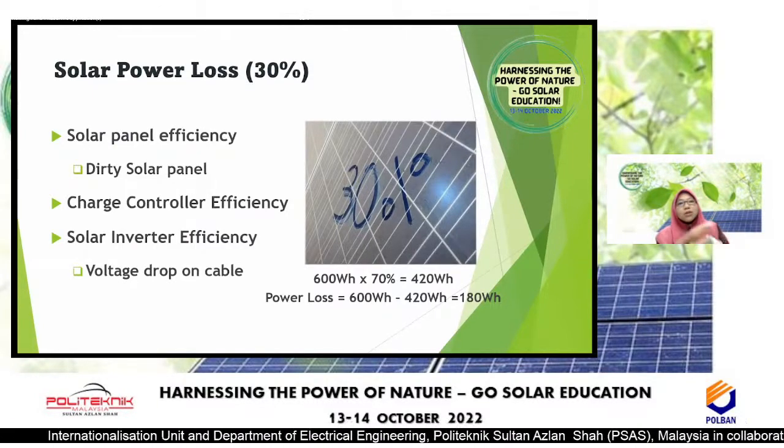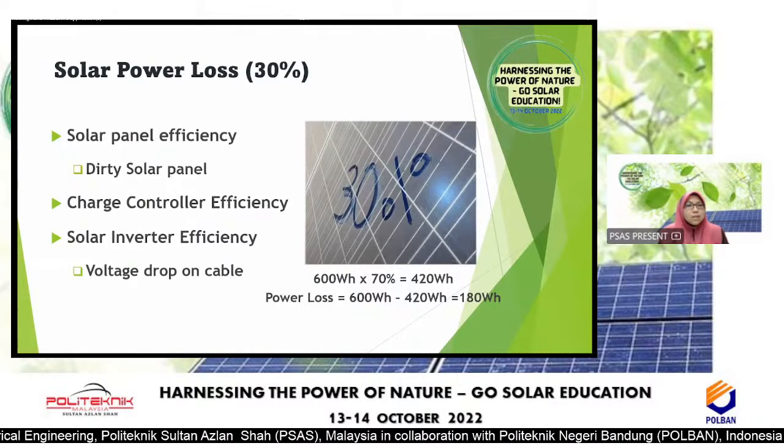Then we need to know that our solar system has power losses. The power losses are around 30%. Where do they come from? First, from the dirt on the solar panel. If we use it for a long time, our solar panel gets dust, right? That will make the solar efficiency decrease. Then the power loss also comes from the voltage drop on the cable, the inverter efficiency, and the last one from the charger controller. So when we calculate the system, the power loss is equal to 30%.